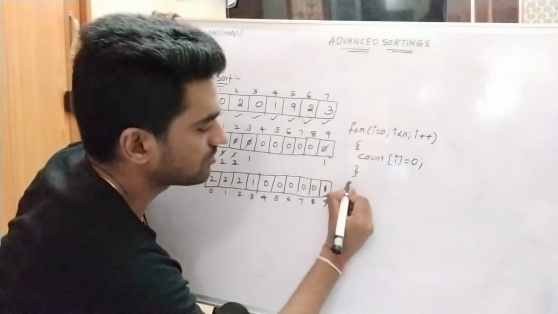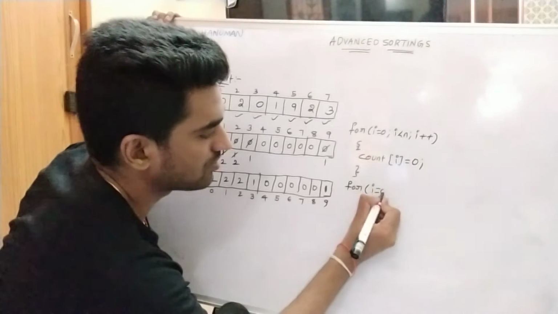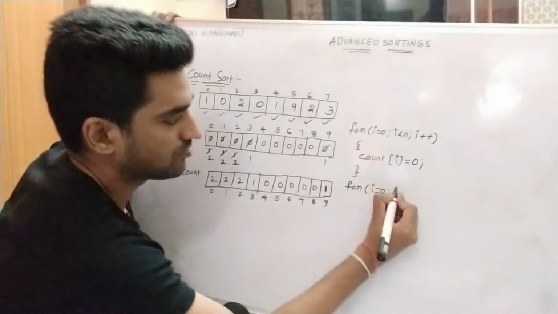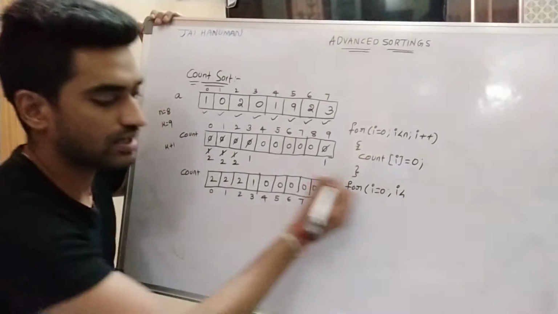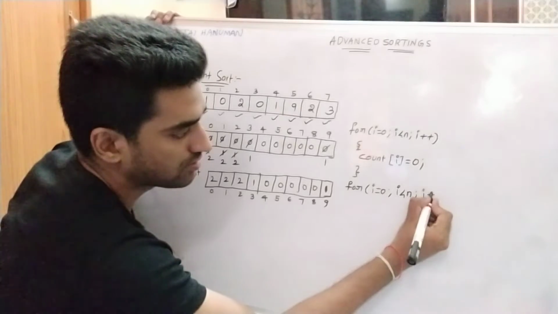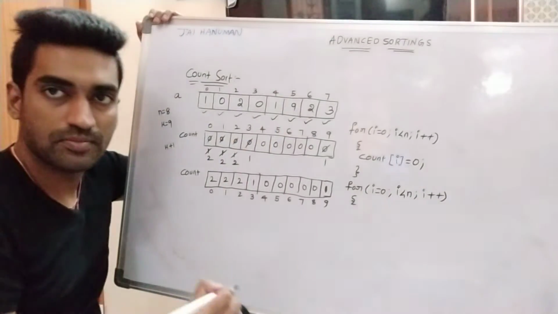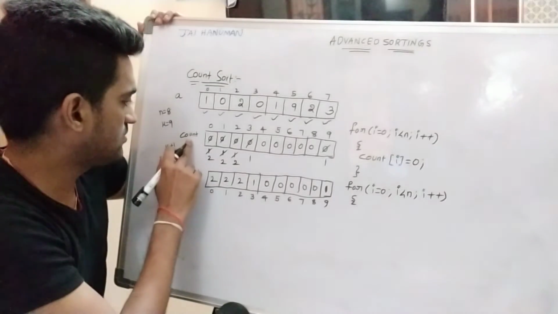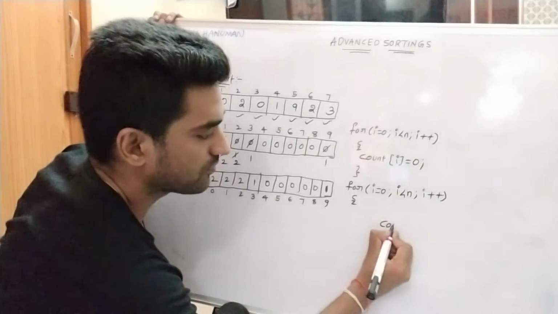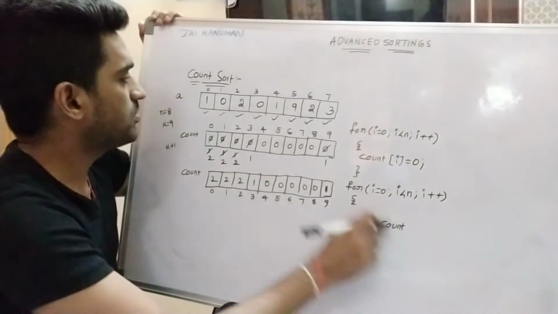So for I equal to 0, I less than n, I plus plus. So here I am updating the count array. So count of A of I.